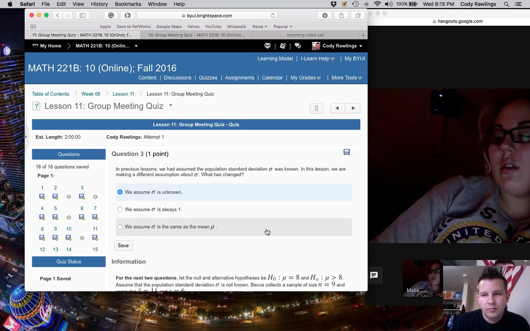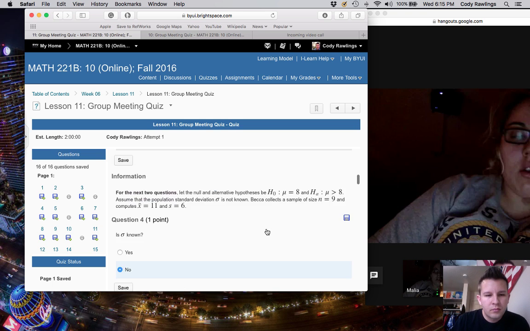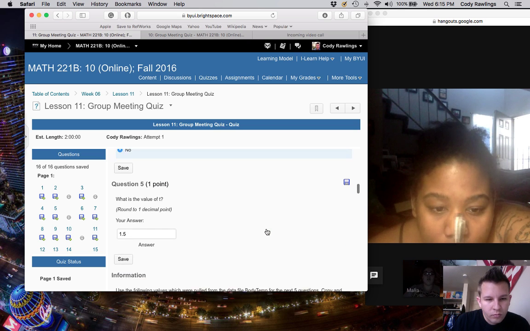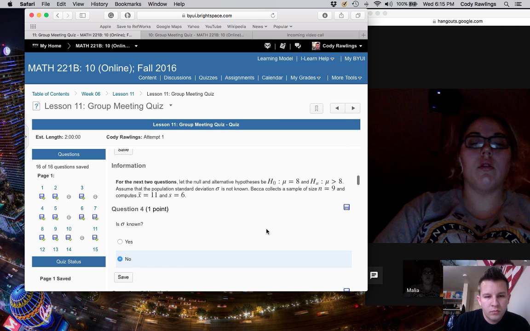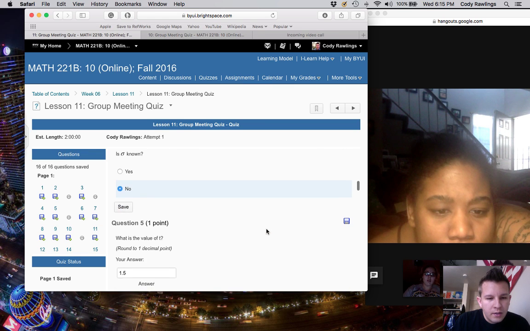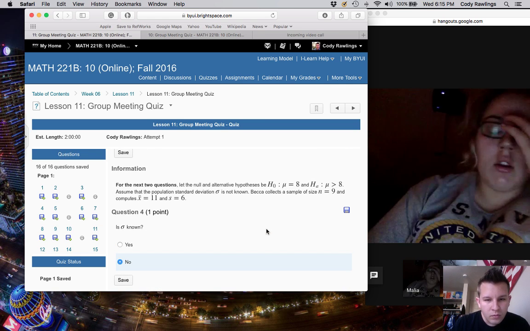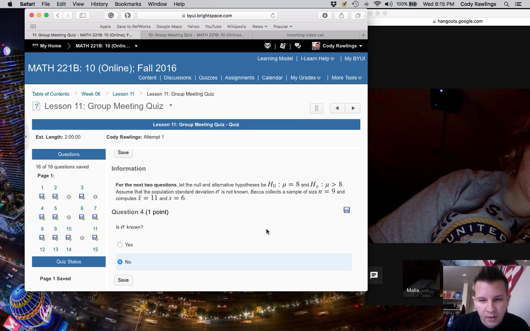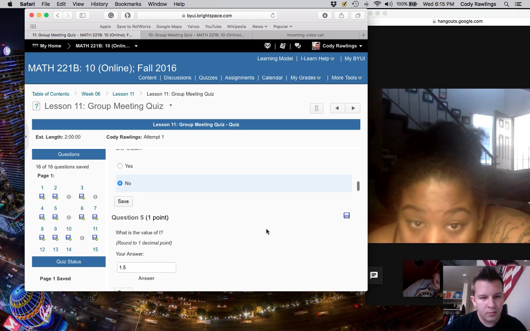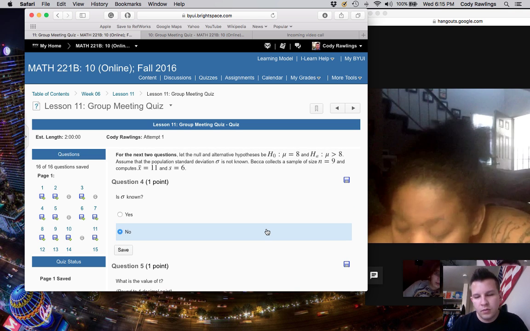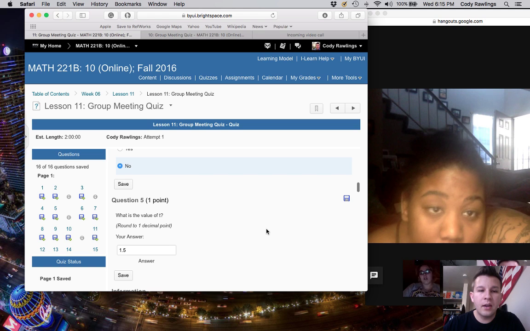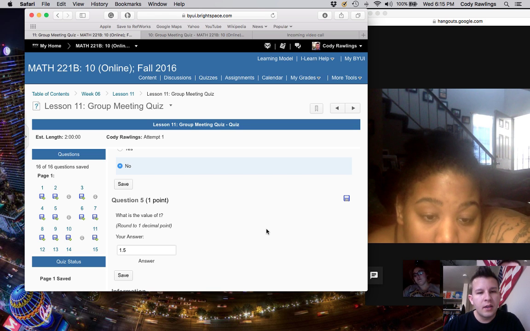So for number 4, we put no, right? Right, no. And it says, what is the value of t? Becca collected a sample size of n. Oh, t is x bar minus mu over s divided by the square root of n. I'm not sure if this is right yet because I haven't submitted. I got 1.5.